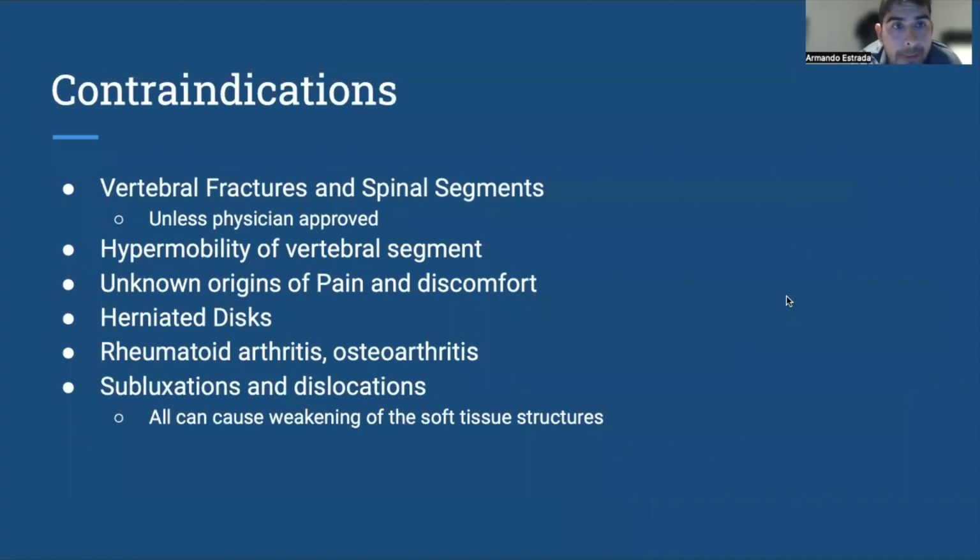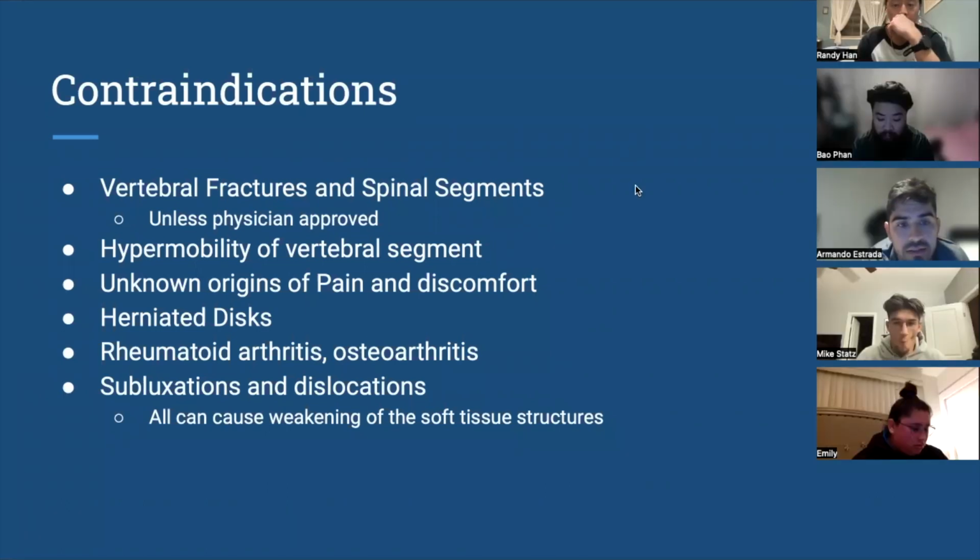Next slide. All right, here is a list of some contraindications that come with lumbar traction. First one is vertebral fractures and spinal segments. Unless it is physician approved, I would really recommend not using lumbar traction. There's also hypermobility of vertebral segments, unknown origins of pain and discomfort, herniated discs, arthritis, rheumatoid and osteo, and any subluxations and dislocations within the lumbar spine, as these can all cause weakening of the soft tissue structures.